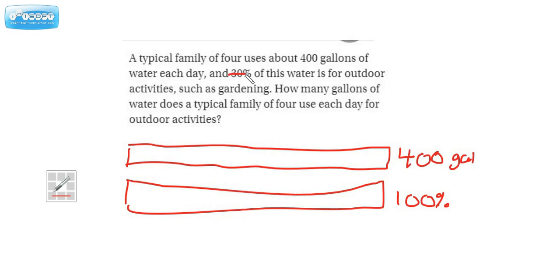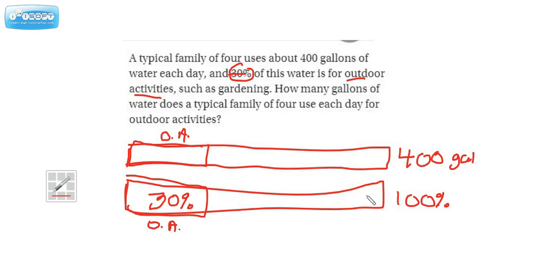Now if we kind of visualize where 30% would be, and just kind of ballpark that, because 50% would be the halfway mark, so 30% might look something like this. 30%. And label that. They're talking about that being for outdoor activities. So I'm just going to label that OA, which stands for outdoor activities. Now they want to know the number, right? They want to know this as a number. How many gallons of water does a typical family use each day for outdoor activities? So we actually need the outdoor activity number. We're looking for this. So in other words, we need to find what 30% of 400 is.